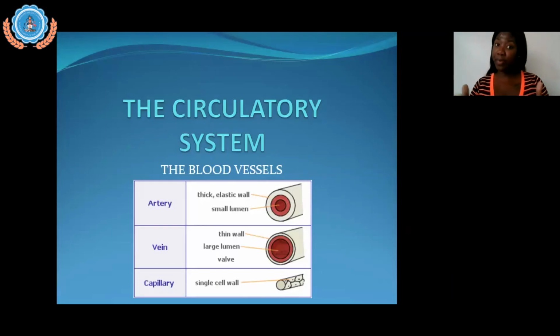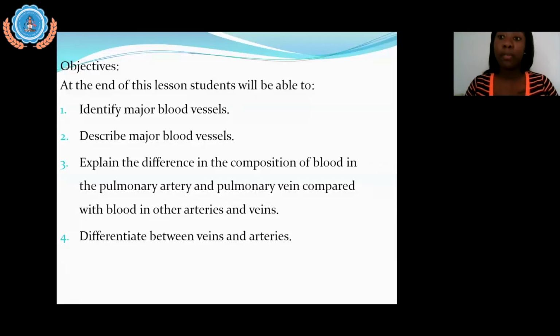So the subtopic under that circulatory system is the blood vessels. And as the picture shows, we have three of them: arteries, veins, and capillaries. So today we're going to learn about the major blood vessels, describe the major blood vessels, the difference in the composition of blood in the pulmonary artery and the vein, compared with the type of blood in the arteries and veins, and we're going to differentiate between the veins and the arteries. Okay?